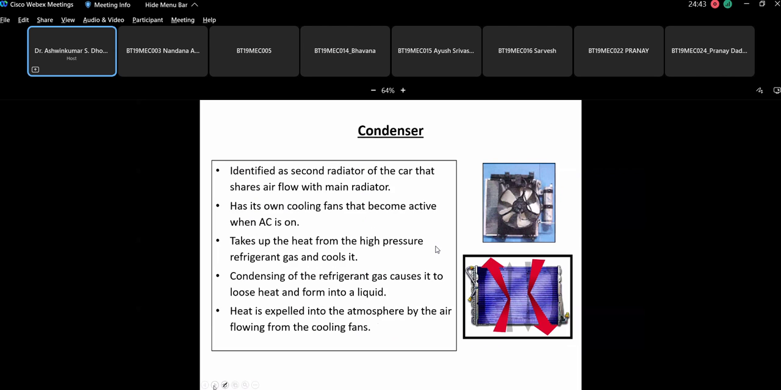Now the condenser, identified as a second radiator of the car that shares airflow with the main radiator. It has its own cooling fan that becomes active when the AC is on, takes up the heat from the high pressure refrigerant gas and cools it. Condensing of the refrigerant gas causes it to lose heat and form into a liquid. Heat is expelled into the atmosphere by the air flowing from the engine cooling fan. It is fitted at the outlet of the compressor.